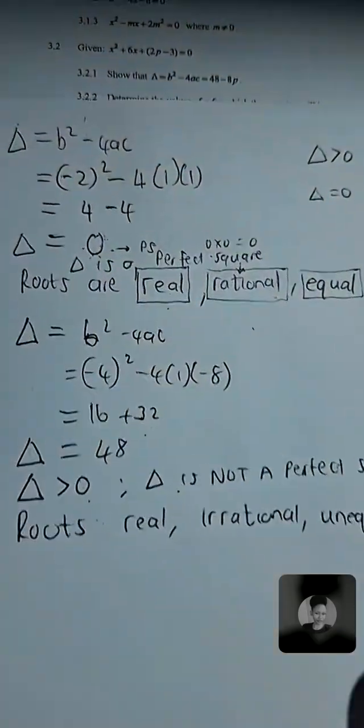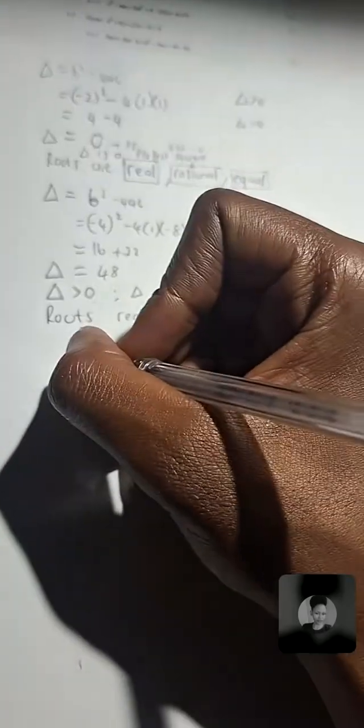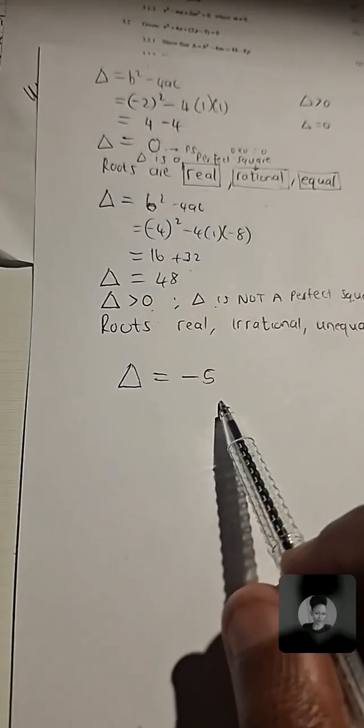I hope it makes sense. All right. Something that we have not touched on. Let's say delta was a negative number. Let's say you got delta as a negative number.